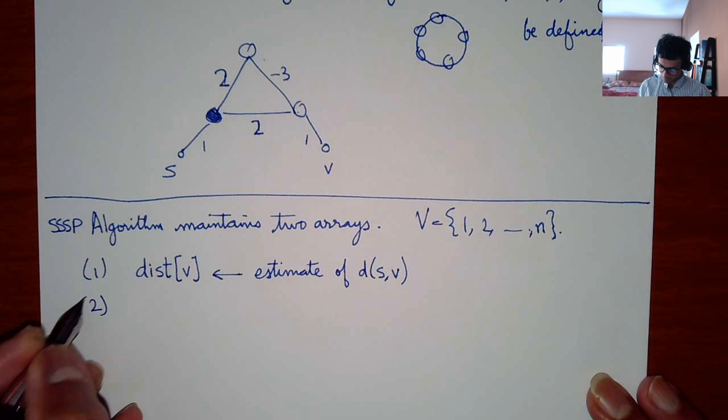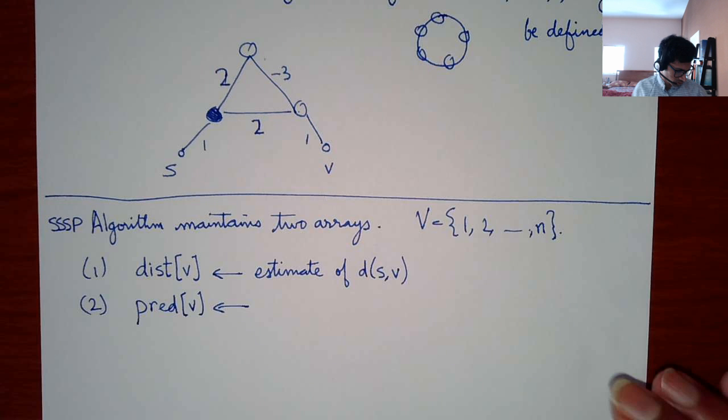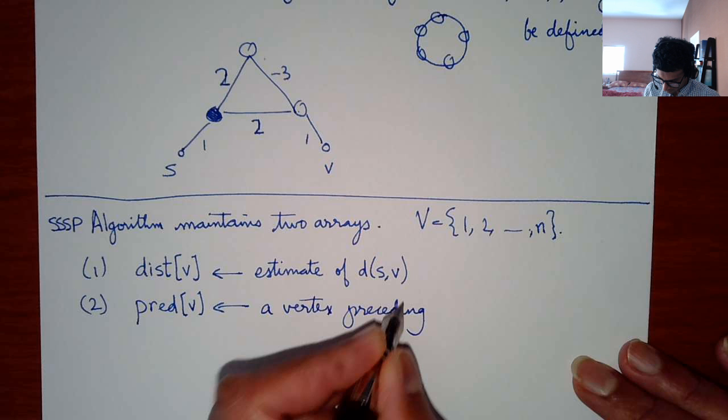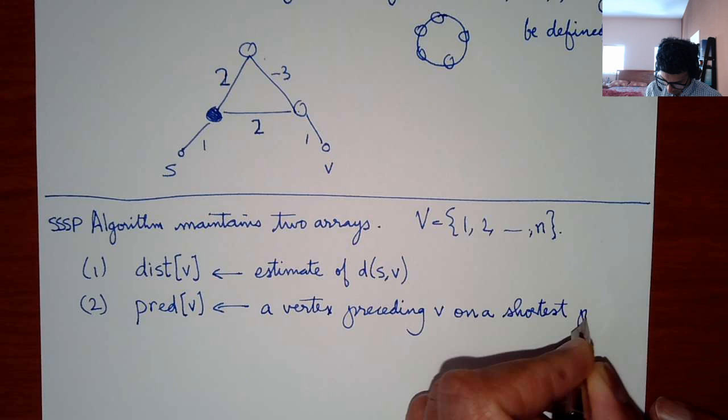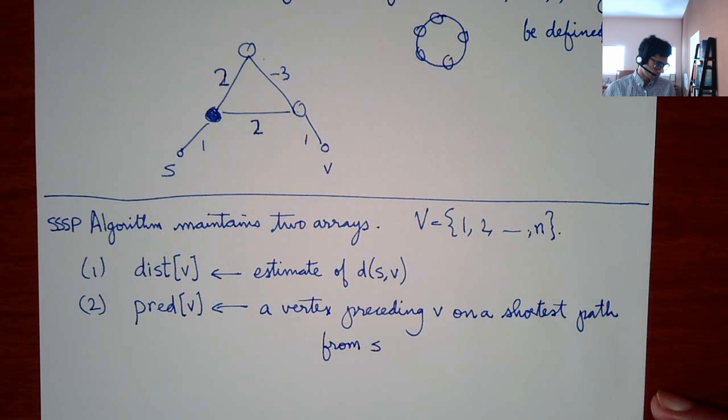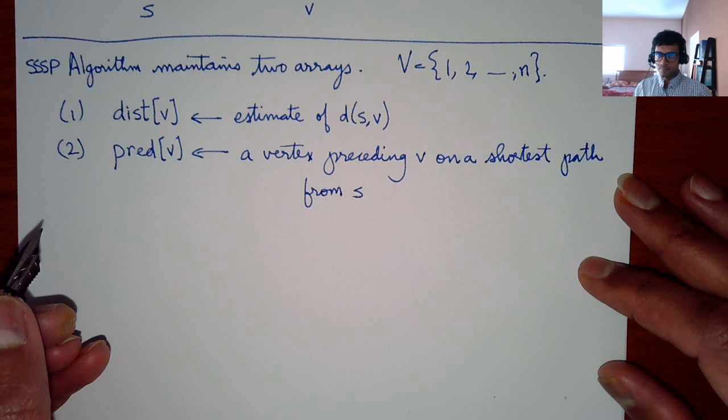And the second is just a predecessor. And you know what the predecessor is. It's exactly the BFS predecessor. And it's a vertex preceding v on a shortest path from S.